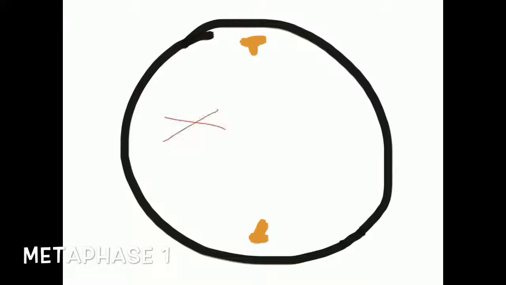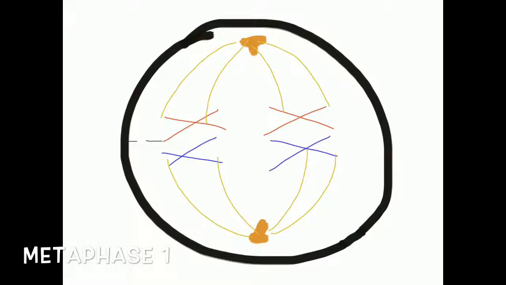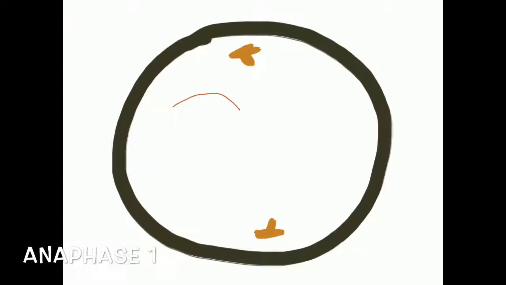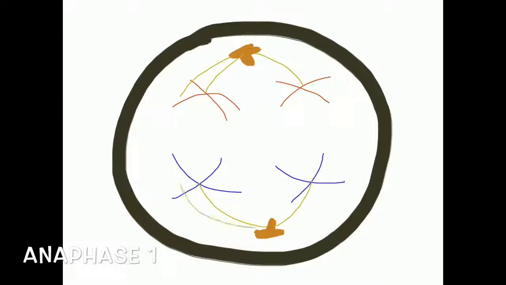Homologous chromosomes line up at the metaphase plate. Then, chromatids attach to microtubules coming from both of the poles. Homologs separate and are pulled to opposite poles. The sister chromatids are still attached at this point.